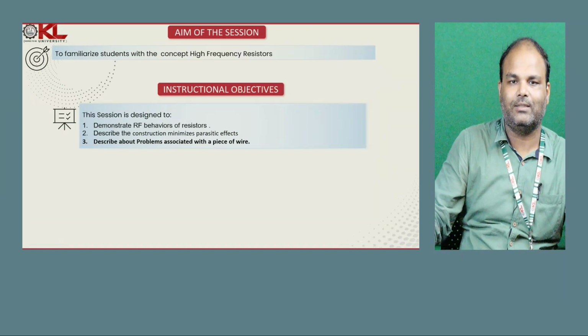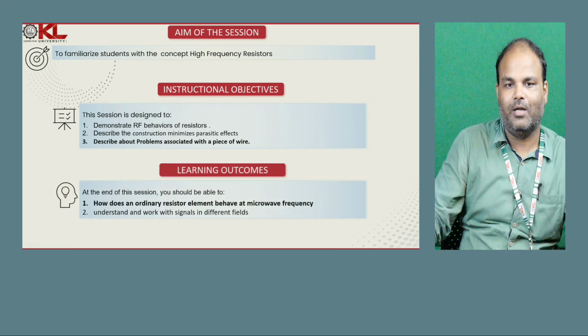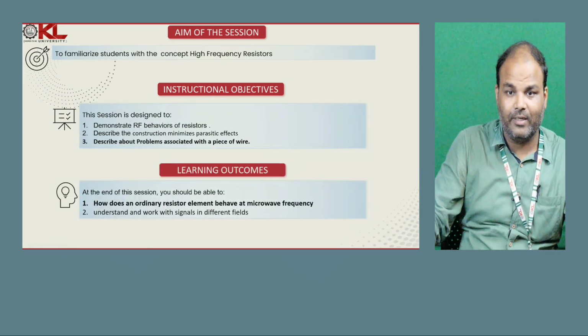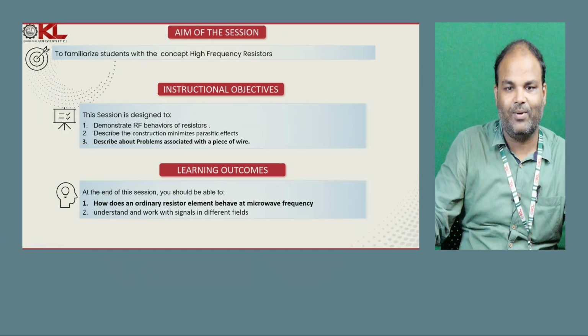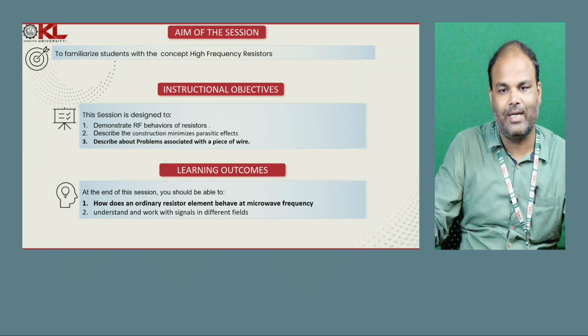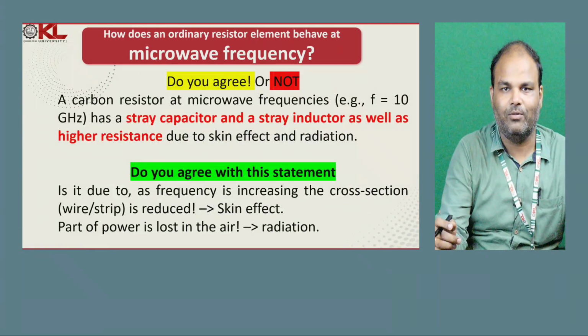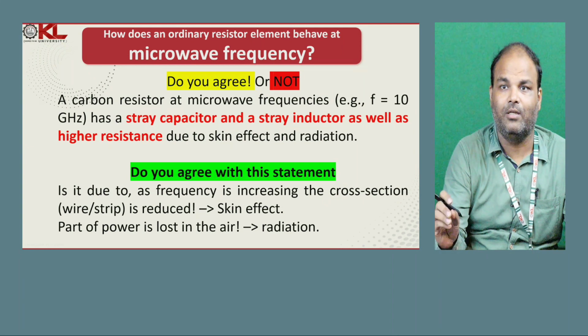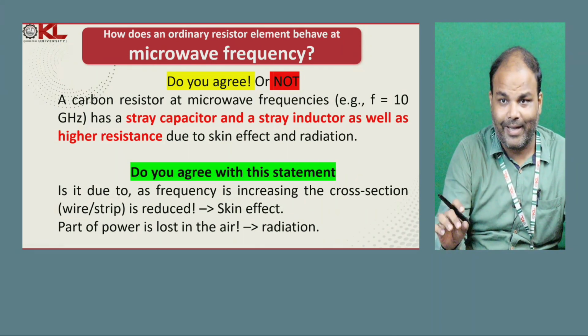The instructional objectives are to demonstrate the RF behavior of a resistor, describe the construction that minimizes parasitic effects, and describe the problems associated with a piece of wire. Learning outcomes: how does an ordinary resistor element behave at microwave frequency? Second, understand and work with signals in different fields. So we are thinking about how an ordinary resistor element behaves at microwave frequency. Do you agree or not?